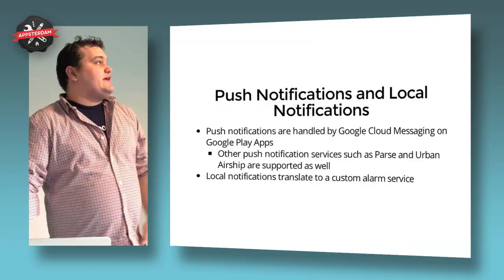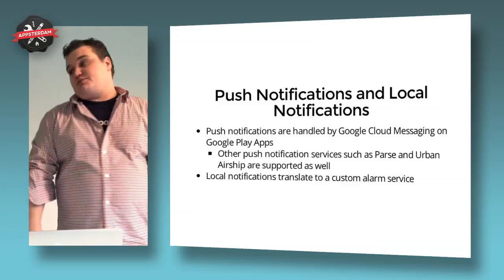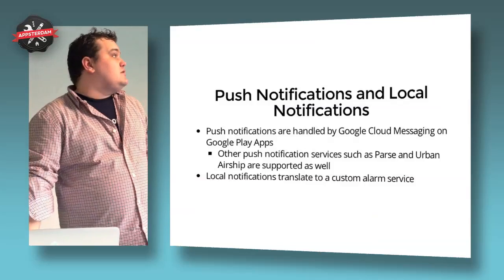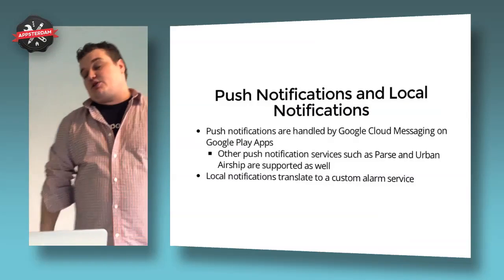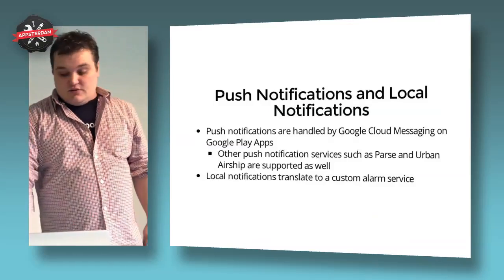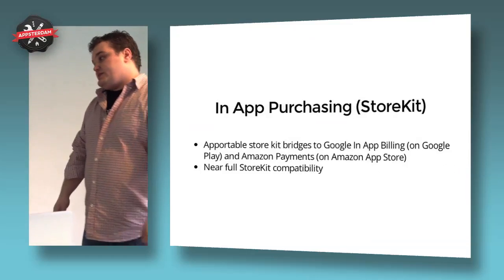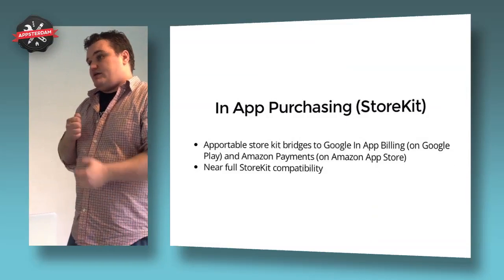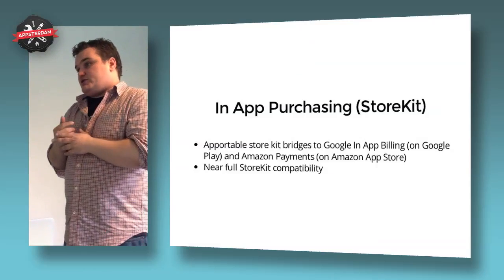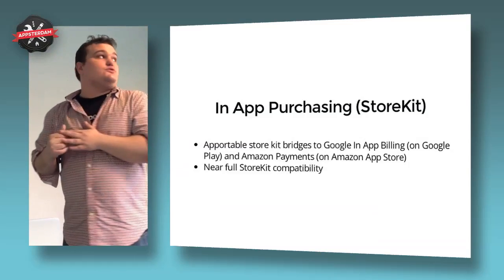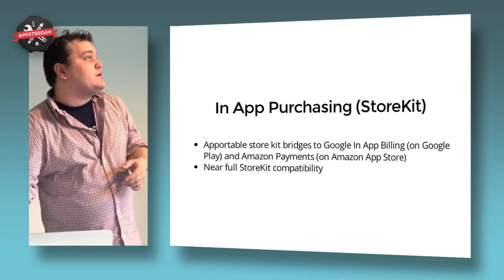But push notifications and local notifications are handled by Google Messaging, or cloud messaging if you're shipping a Kindle app. Then we also translate local notifications into a custom alarm service that runs on the device, so all of that works properly. In-app purchasing, we have a full implementation of StoreKit for Google Play and for Amazon. So if you've already got that wired up, you can jump right into it and dump your products into both StoreKit implementations and start selling things pretty quickly.